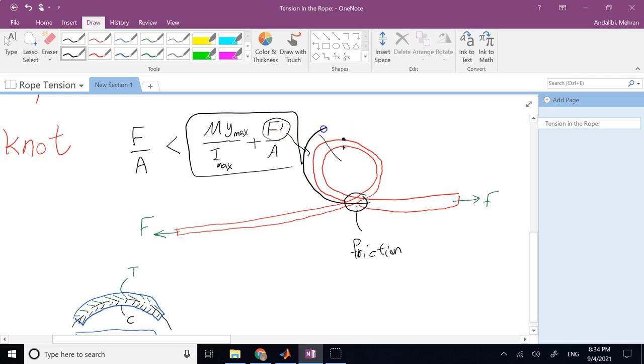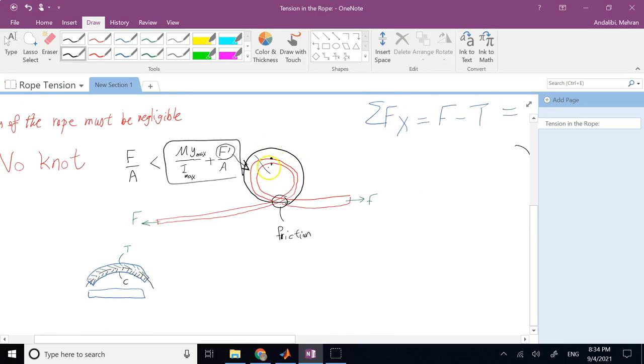In this area, if I call the tensile force F prime, which is typically less than F, then if you divide that by A and calculate this bending tensile stress, if that is bigger than that, which most of the time happens to be, then you have an increase in the overall tension here. And since the fiber, the material of this rope, has a specific strength, when a local increase in tension happens, then the maximum force that you can apply will go down.